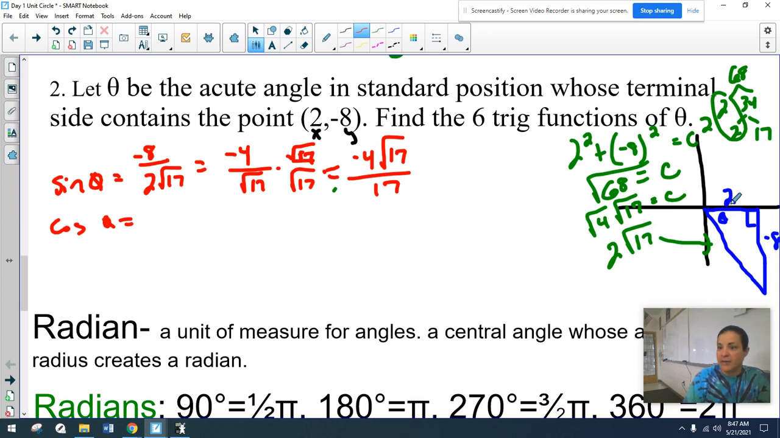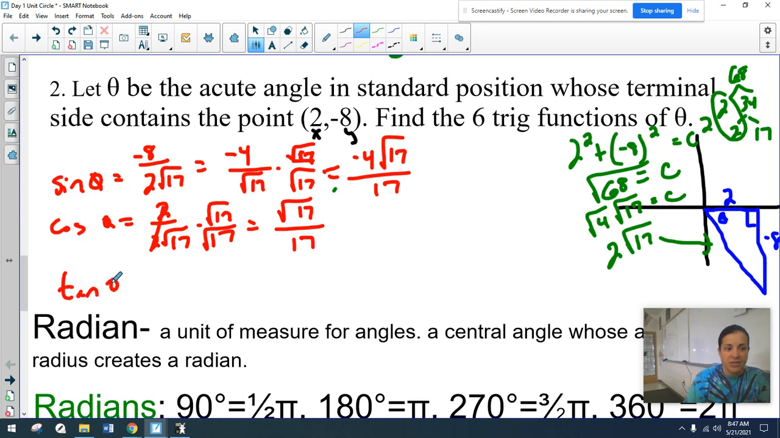Cosine, same thing, except I've got adjacent over hypotenuse. So I've got 2 over 2 square root of 17. These 2's go away. You still need to rationalize. So I've just got the square root of 17 over 17. And tangent is going to be opposite over adjacent. So -8 over 2, which is just -4.